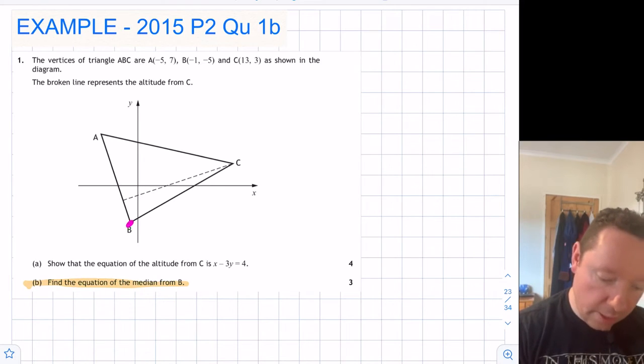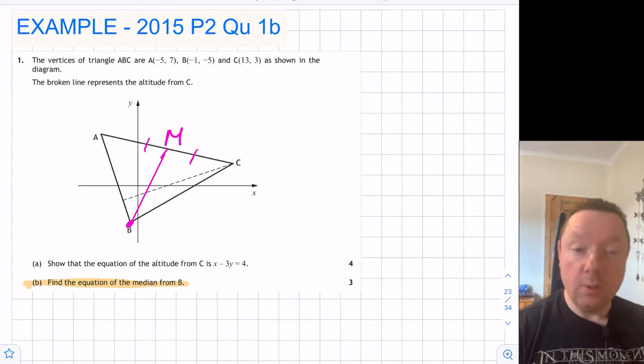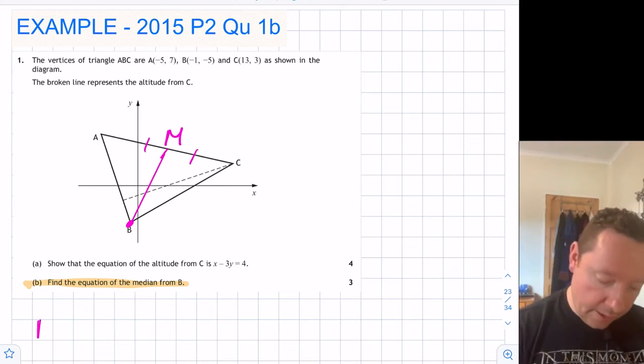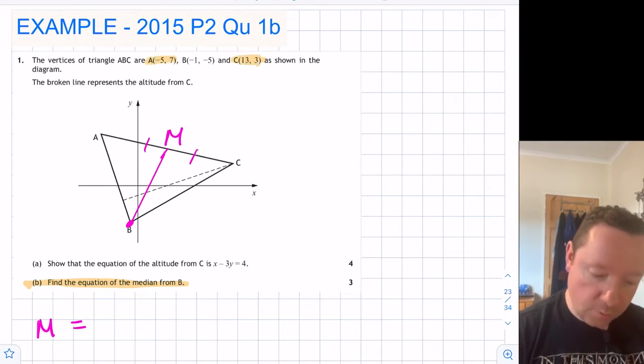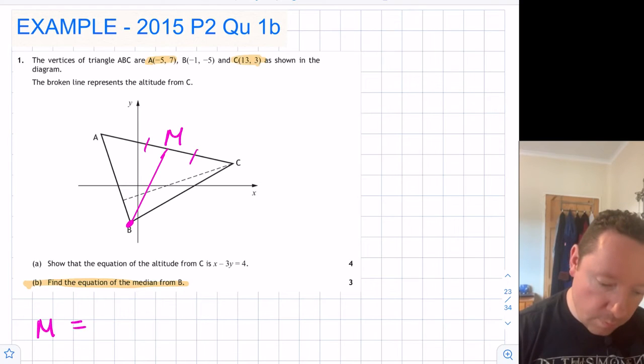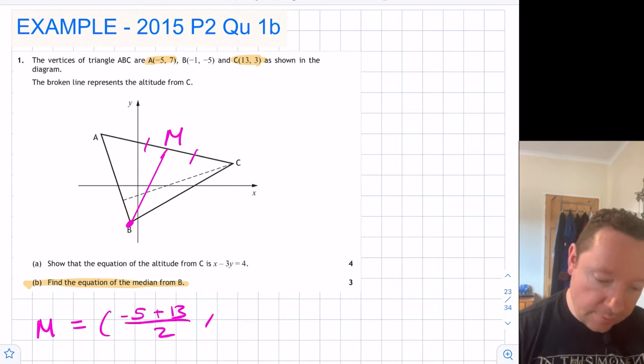It's not got a line, so I'm just going to draw one in. It's asking me to find the equation of this line where it cuts this in half. So let's just call that M again. So we can find our midpoint. So to find M, we're looking at 2 points. We're looking at A and C because it's between A and C. So it's minus 5 add 13 divided by 2. And it's 7 plus 3 also divided by 2.